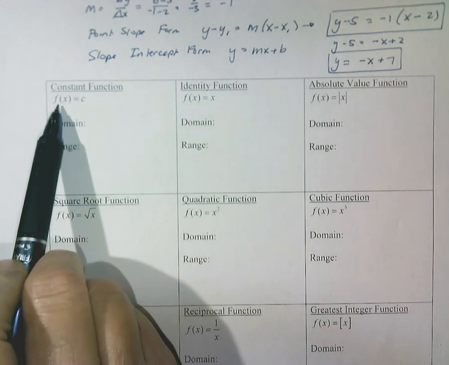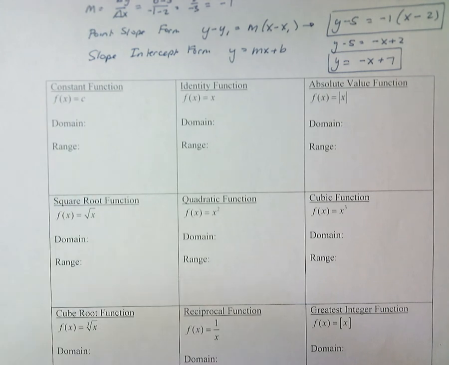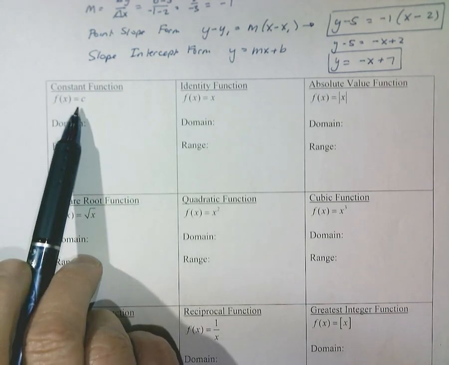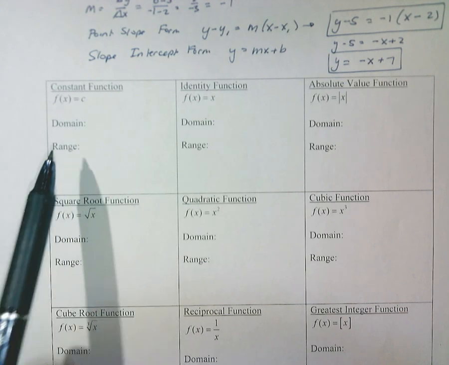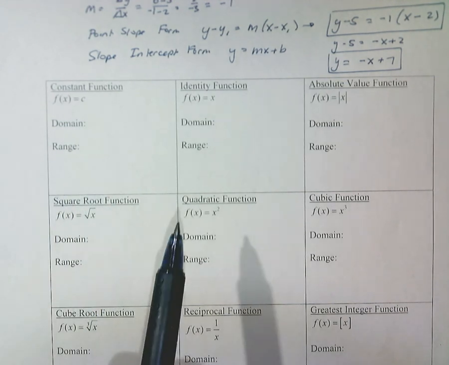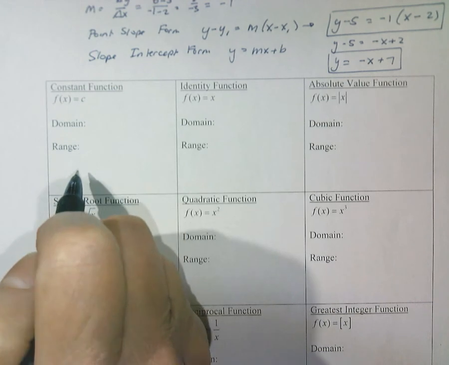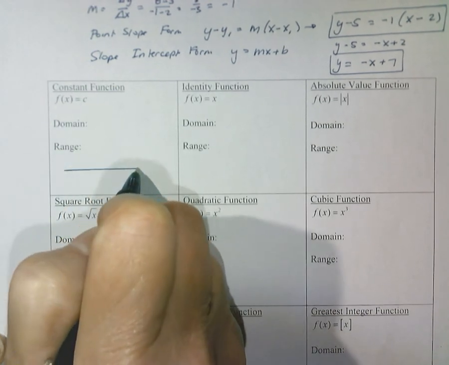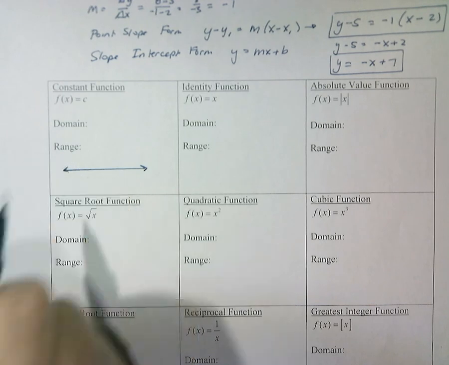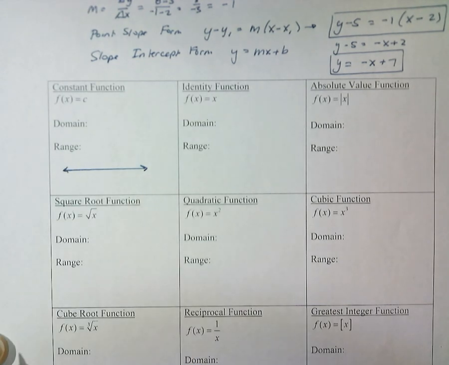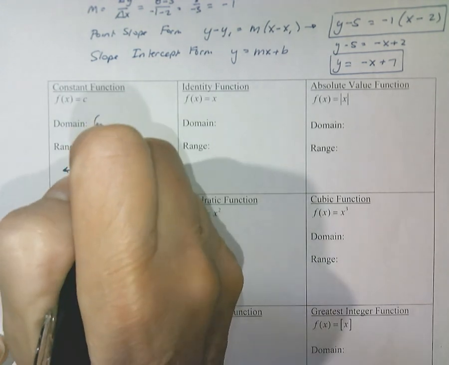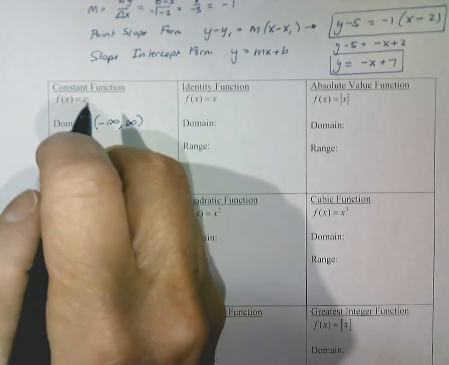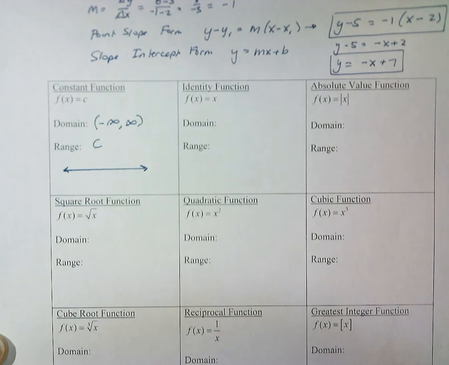So constant function is going to be f of x equals some number. That's what the c represents. And you're going to have to be able to understand what the domain and range are. So if I look at this constant function, if y is a constant, you just have a horizontal line. So the domain is going to be all real numbers, which I'm going to write negative infinity to infinity. And my range is just whatever this value c is.